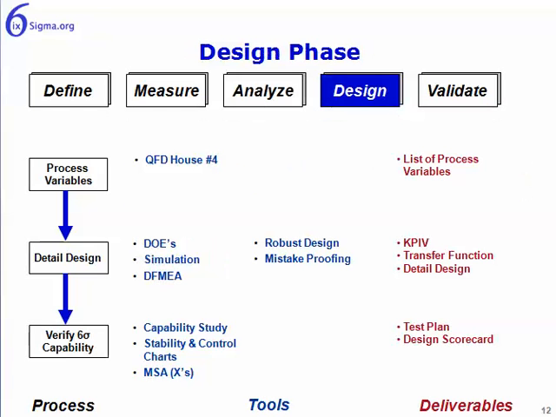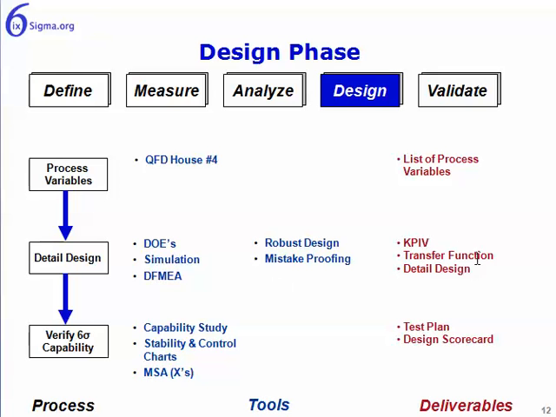Now moving over to DMADV, in the DMADV methodology we are in the design phase, and the first thing we want to do is identify what the process variables are, and then have the detailed design complete, and then verify that it's capable. Hopefully it would be capable at a Six Sigma capability. In identifying the process variables, those of course come directly from QFD House 4. So the output, or the deliverable, is a list of the process variables.